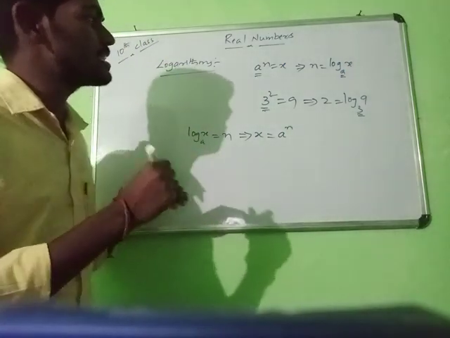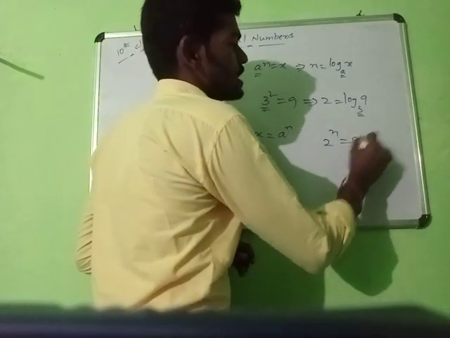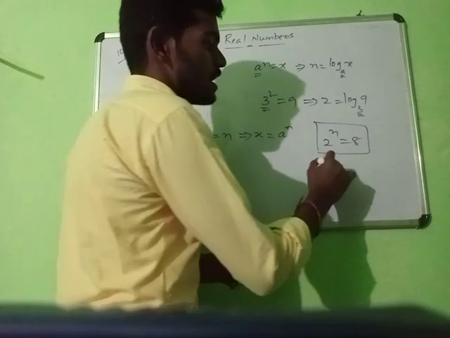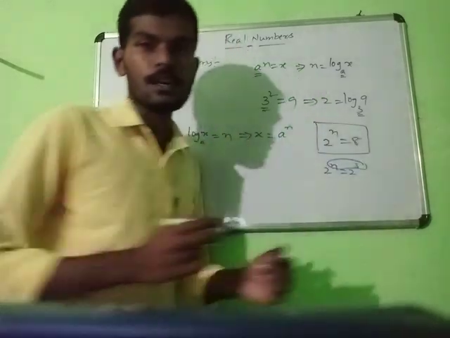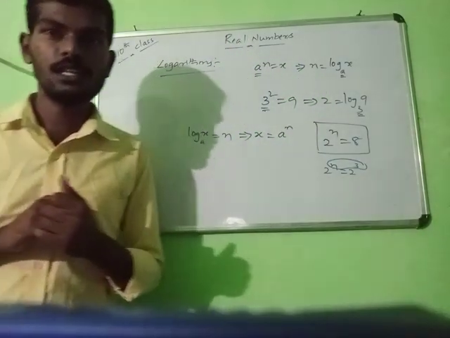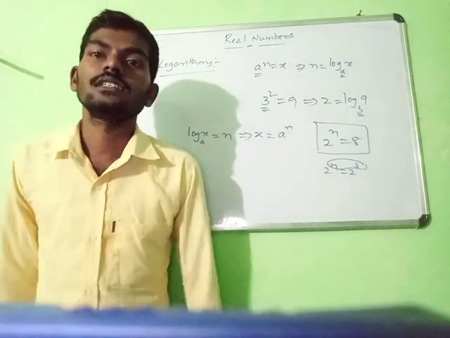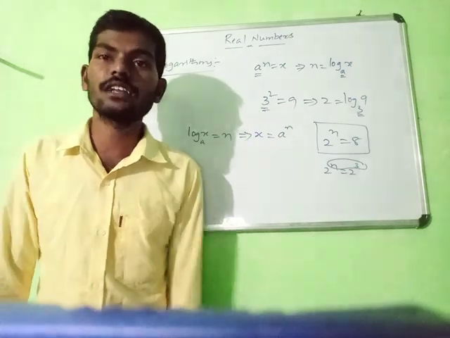For example, 2 power n is equal to 8 is given. You know how to find the value of n. 2 power n is equal to 2 cube, so n is equal to 3. If a power m is equal to a power n, then m is equal to n. So according to that formula, n equal to 3 will come.